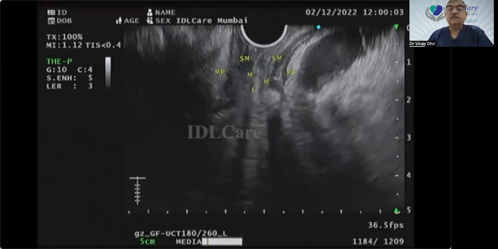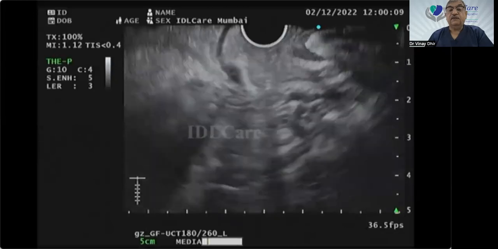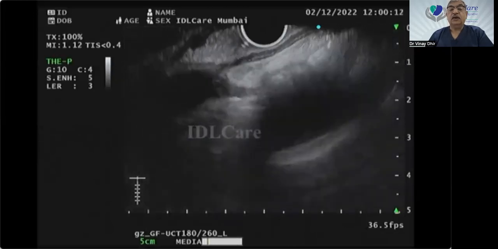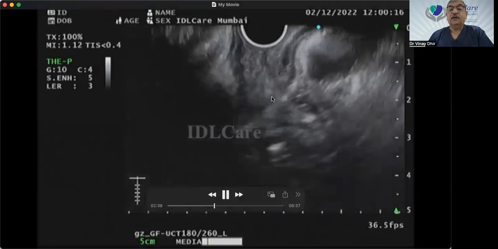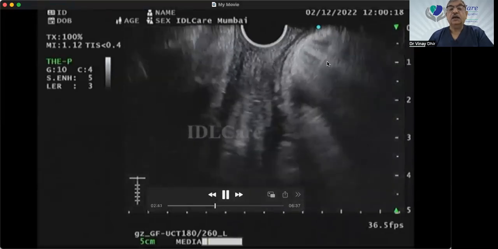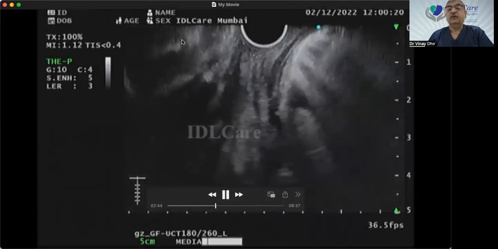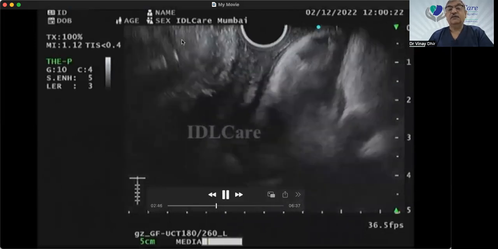I find this method very fast. Once you have understood how to get this view, it's a very fast scanning of the esophagus and the GE junction. So this is the diaphragm here again. You can see the heart here. On the other side, to the left, you will see the aorta. So it's a little reverse view.